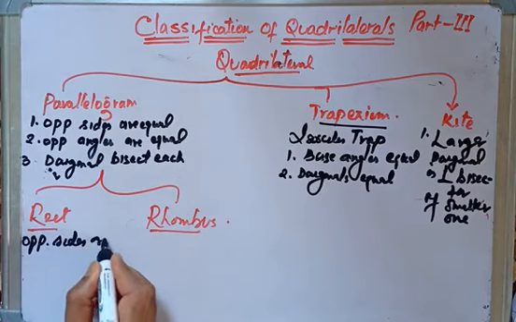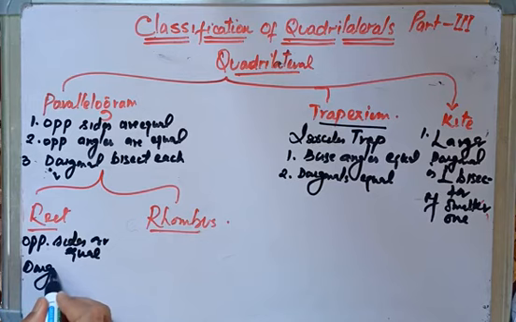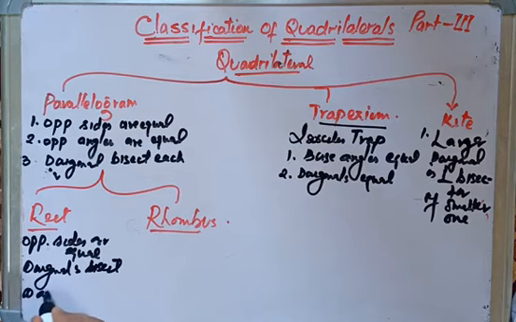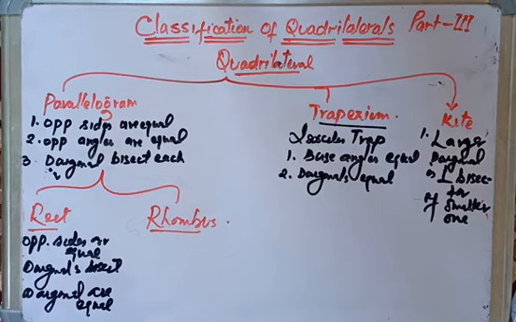Then diagonals bisect each other. Then number third is diagonals are equal, right? This is the additional property of a rectangle. This is not found in general parallelograms, where diagonals are unequal but they bisect each other, right?